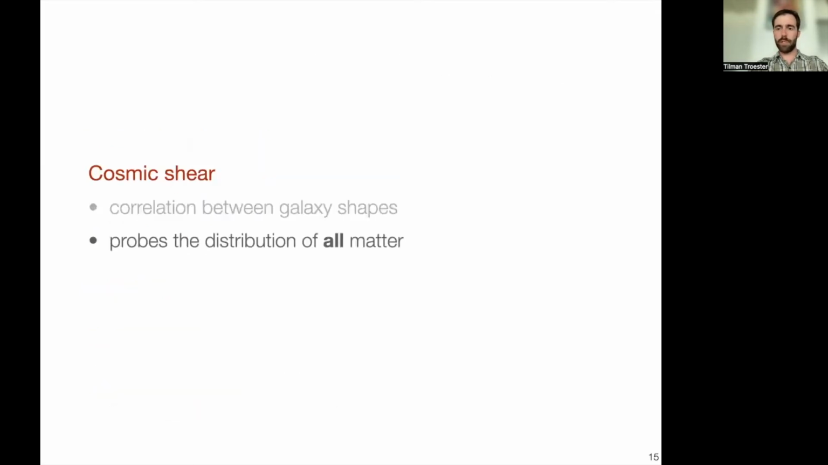But coming back to cosmic shear and baryons, as I mentioned, cosmic shear probes the distribution of all matter. That includes both dark matter and baryons. And most of the baryons are in the form of gas, and only a small fraction of that is actually in stars and galaxies. So what we actually can see in the sky is about 10% of all baryons, which is only about 15% of all matter.